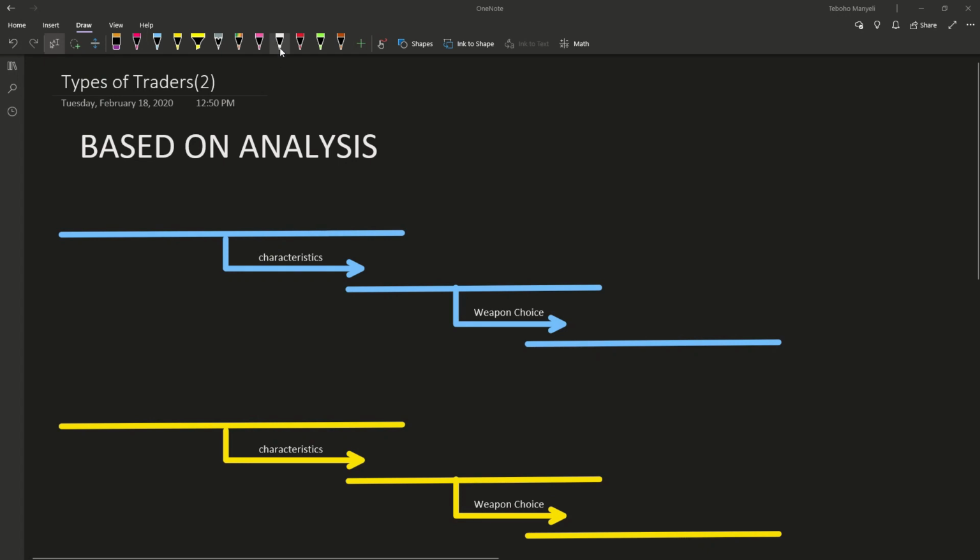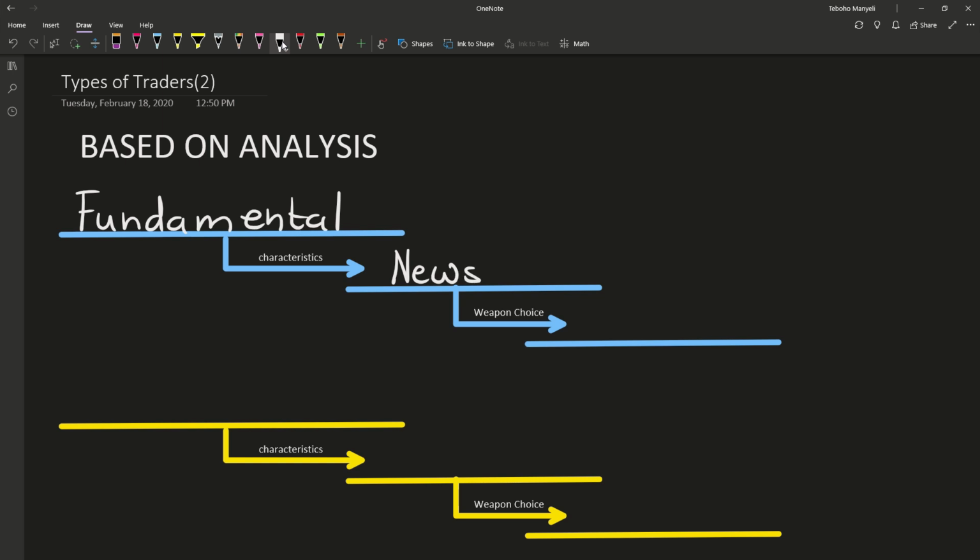Types of traders based on the style of analysis that they use. Our first type of trader is called the fundamental trader. This type of trader actually uses news to make his trading decisions. So he's a news trader.